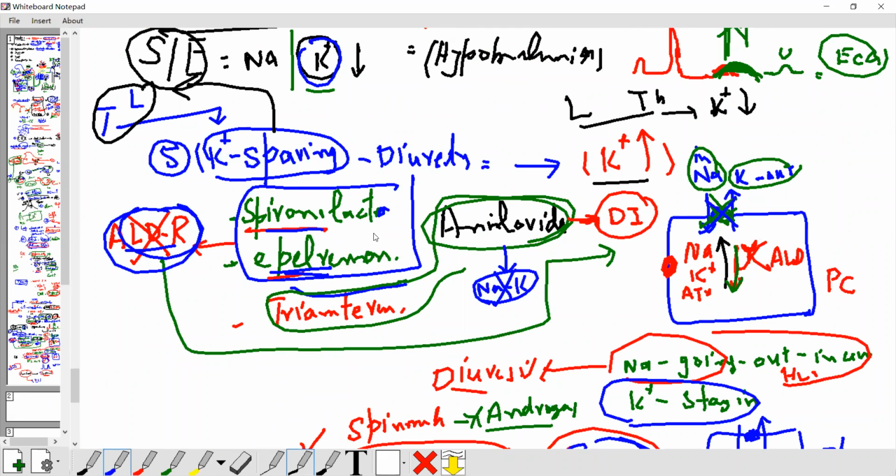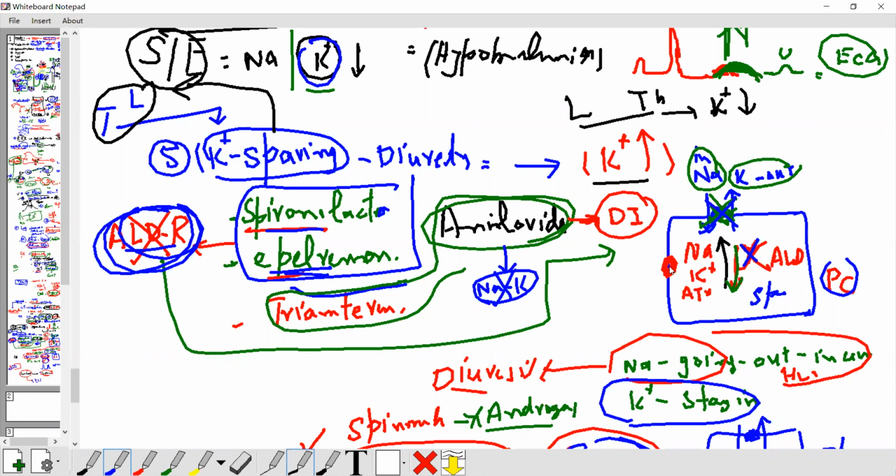Spironolactone and eplerenone, these two drugs are aldosterone receptor blockers. And amiloride and triamterene, these two drugs work on the sodium potassium counter transport mechanism on principal cells. Spironolactone and eplerenone enter the principal cells. Spironolactone works here and blocks this aldosterone receptor. Understand? It's a different action, but the function is the same.